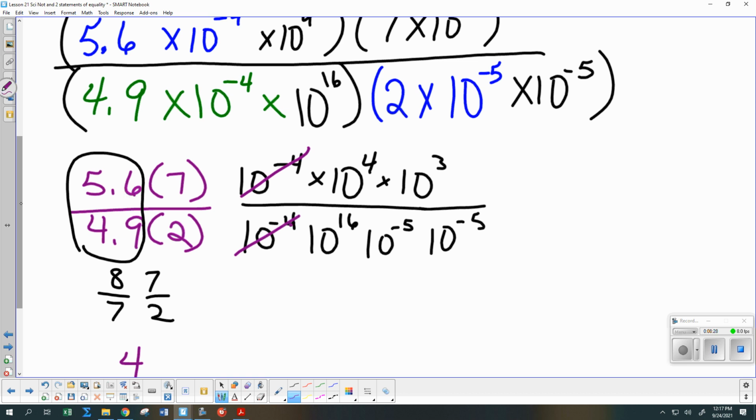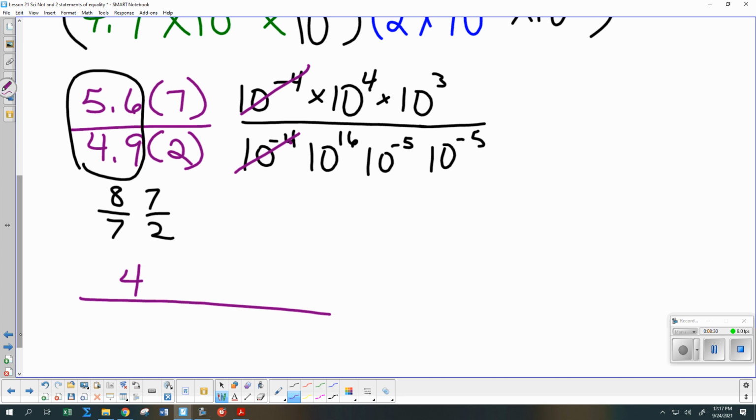In the numerator, looks like I have 10 to the 7th, right? In the denominator, 10 to the 16th, minus 5, what's that? 10 to the 6th. Did I do that right? Thumbs up, thumbs down, check my work there. I wasn't looking at my paper.